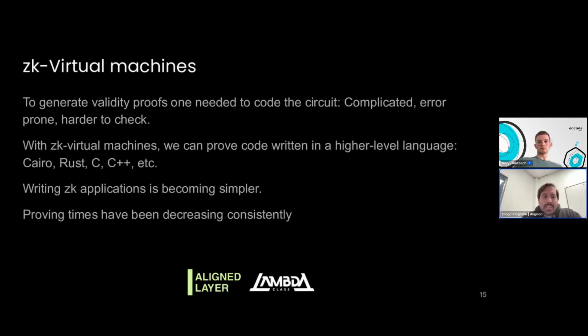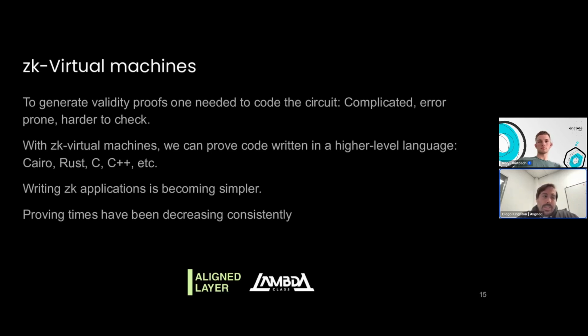So the idea with these ZK virtual machines is that now we can write code in a higher level language such as Cairo, Rust, C, C++. You have many different VMs, and the VM handles all the part of, okay, here is the validity proof you want. And so if you verify the proof, then you know that the computation is correct. So right now, writing ZK applications is becoming way simpler. You no longer have to understand everything. You just need to write ordinary code, and then the VM is going to do all the hard work.